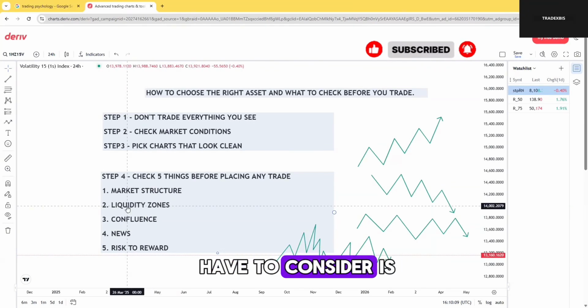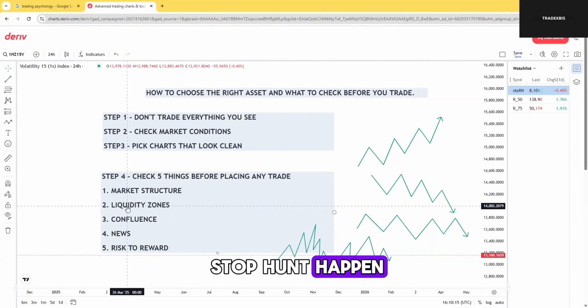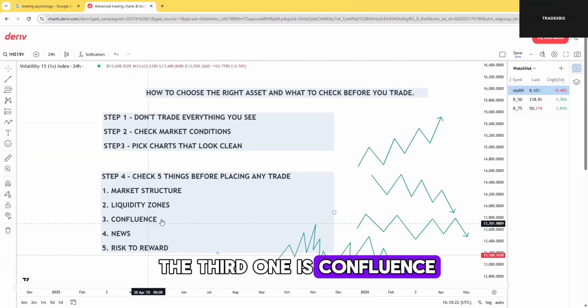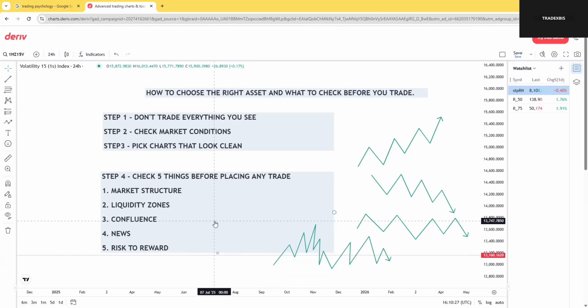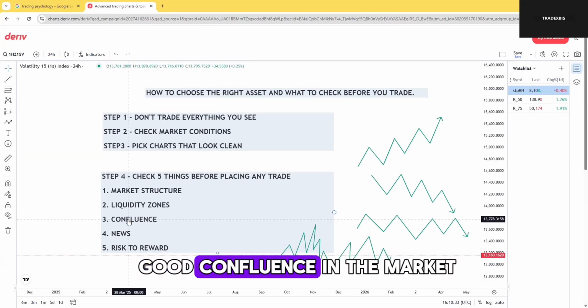The second one you have to consider is liquidity zone. Look for areas where stop hunts happen, usually around previous highs or lows. Avoid getting trapped. And the third one is confluence. Don't rely on one signal. Combine confirmations like Fibonacci, support or resistance, and break of structure. That will give you good confidence in the market.